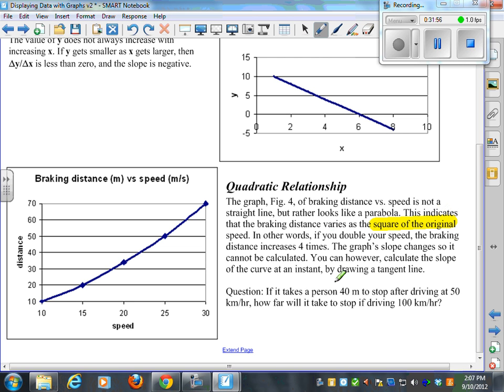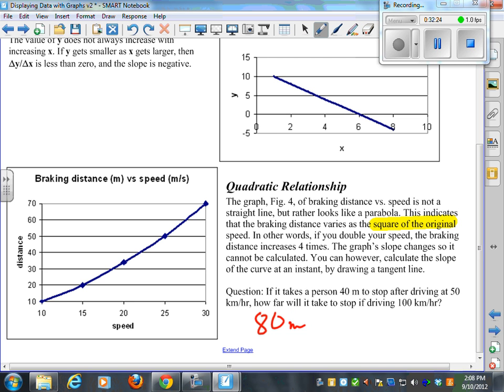If it takes a person 40 meters to stop after driving 50 kilometers an hour, how far will it take to stop if driving 100? Double the speed. Connor says 80. Easy, right? Who agrees with Connor? 80 meters. Oh, yeah, not 80 kilometers.